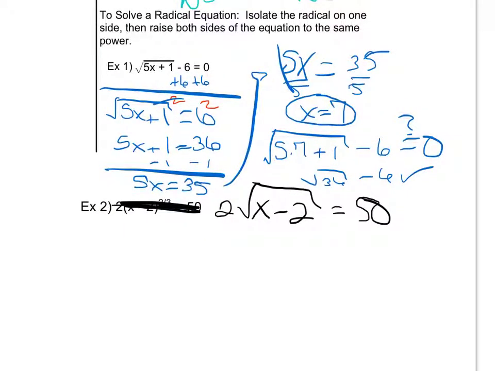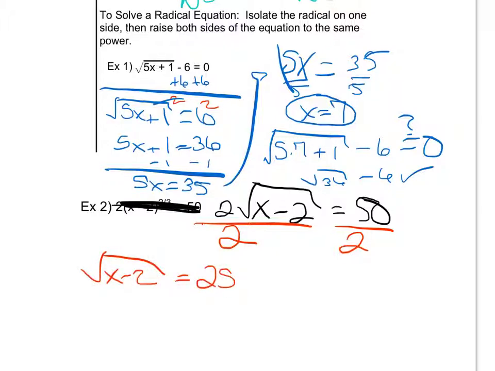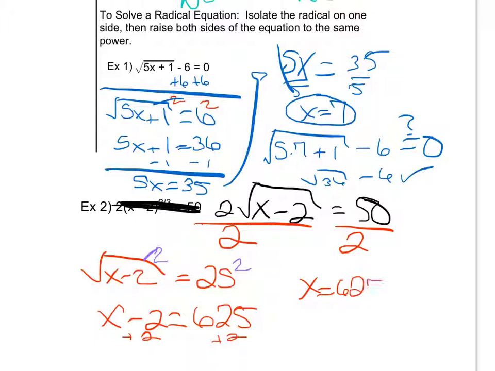Let's look at example 2, the new one. So I cannot distribute into radicals. I can only distribute into parentheses. So I'm going to go ahead and get rid of that multiplication so I can isolate the radical by dividing by 2, giving me the square root of x minus 2 equals 25. From here, I want to get rid of the radical, so I know to get rid of a square root, I square it. I square both sides. That leaves me with x minus 2 equals 625. I'll add 2, and I get x equals 627.